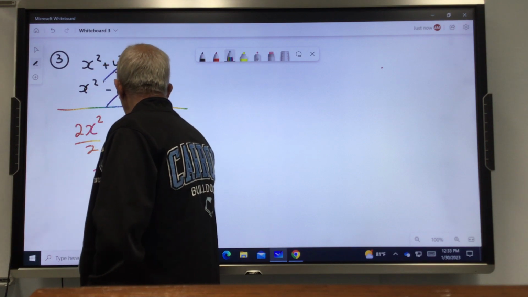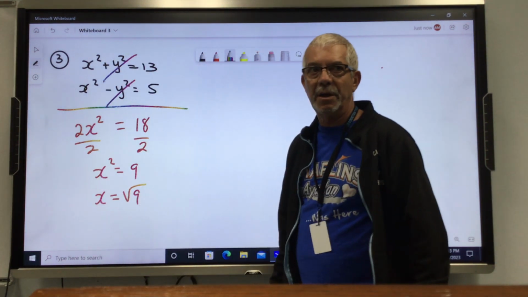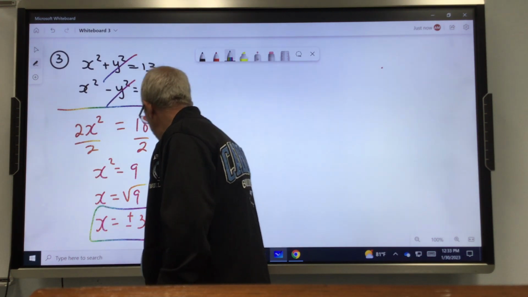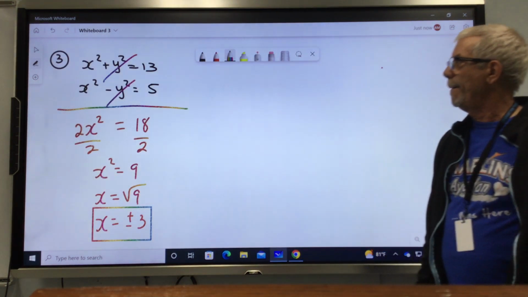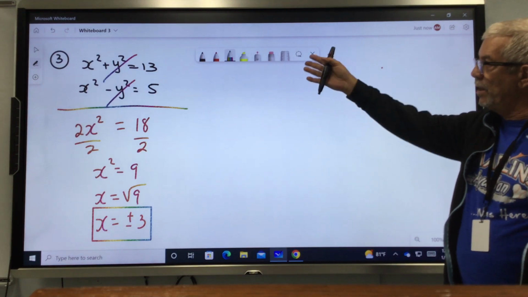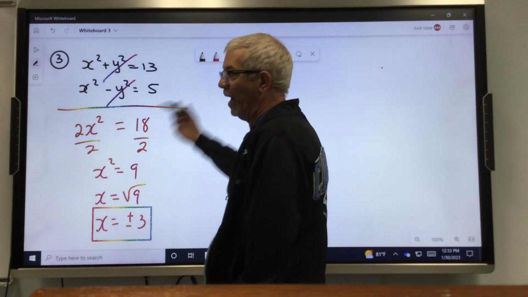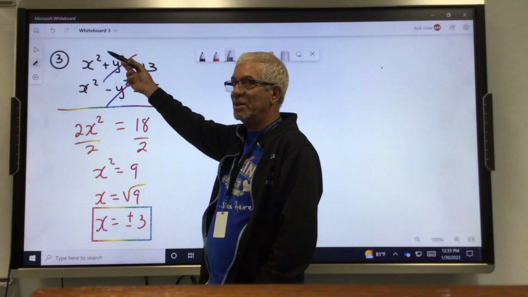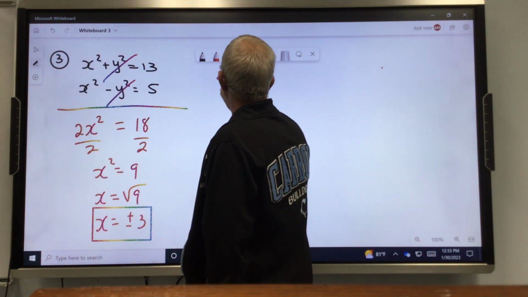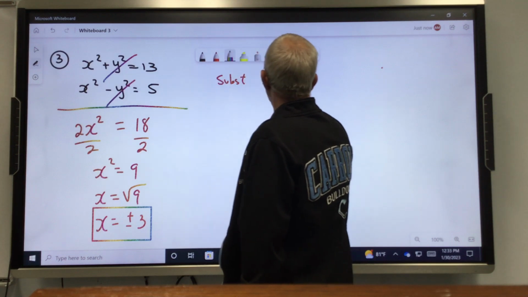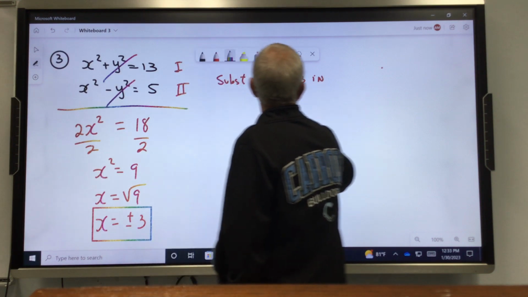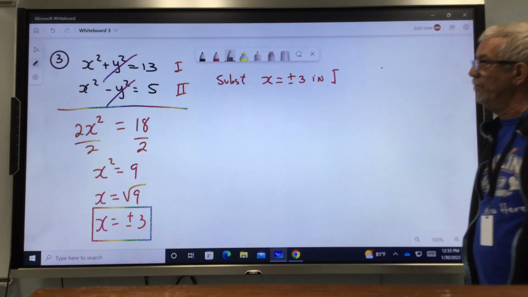Then x is equal to the square root of 9, then the values of x are 3 positive and negative. Then I can use any of the two equations. I am going to use equation number 1. 3 squared is 9 and negative 3 squared is 9 too. I use only one, I don't need to use both of them. I can use 2 if I want to.